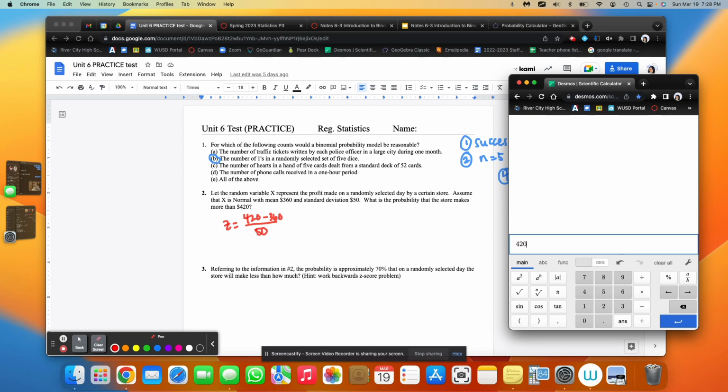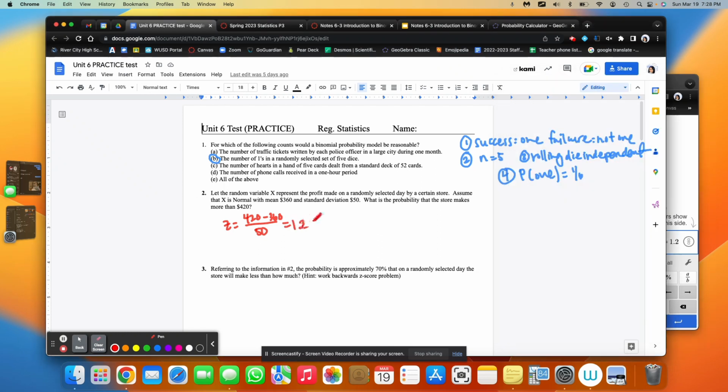So 420 minus 360 divided by 50 would give me a z-score of 1.2. And since we're trying to find more than 420, we're going to find the probability that z is greater than 1.2.